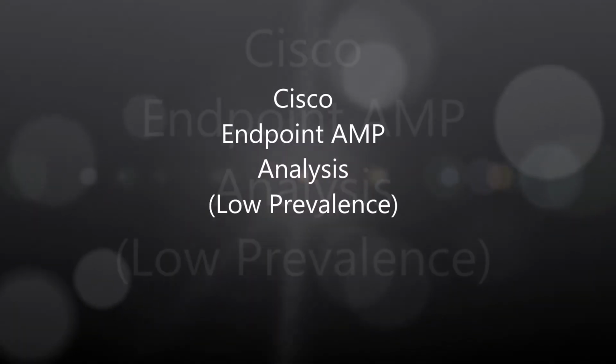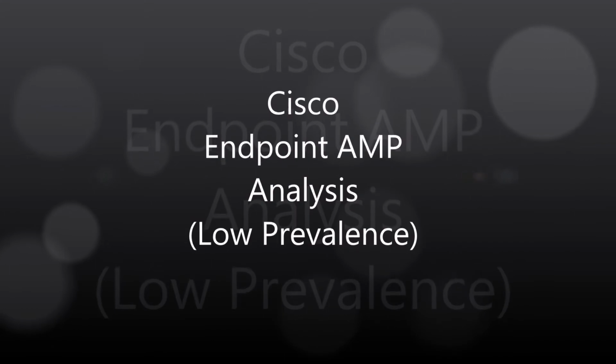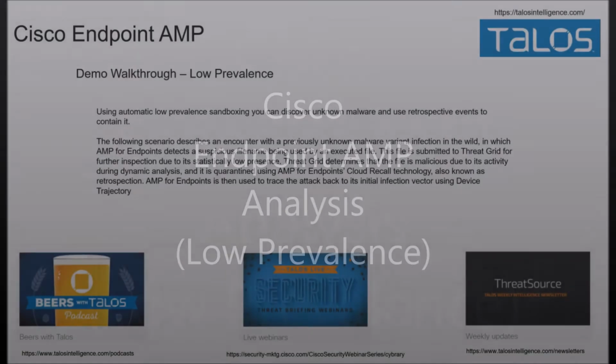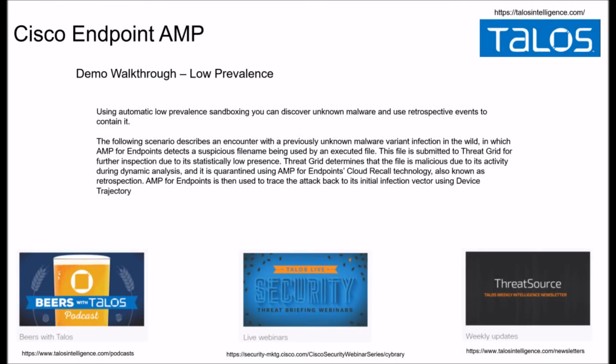Cisco Endpoint AMP analysis, low prevalence. All right, lots of Cisco Talos links here. Check them out. A lot of cool stuff from a security perspective. So low prevalence allows Cisco to further analyze a file that we have not seen before and is statistically low presence globally. So Threat Grid will sandbox the file, right, and then provide that disposition.